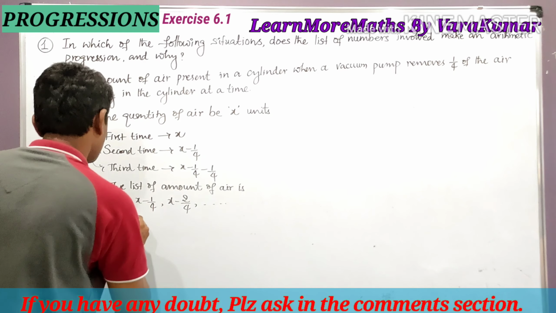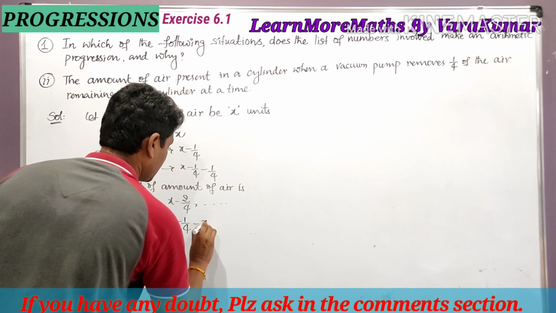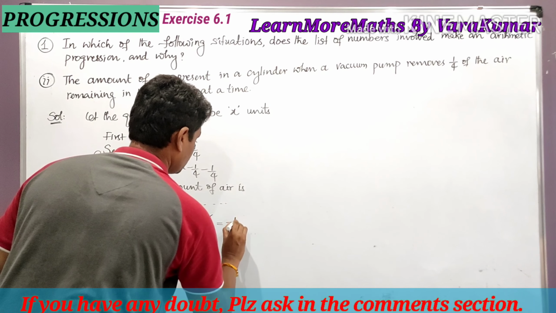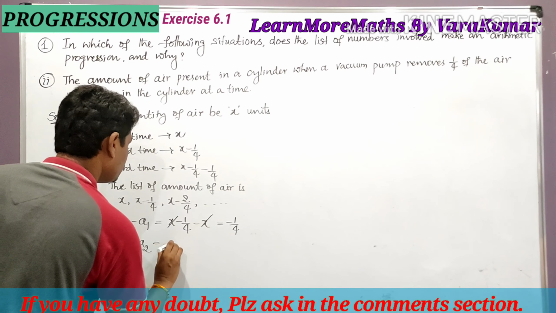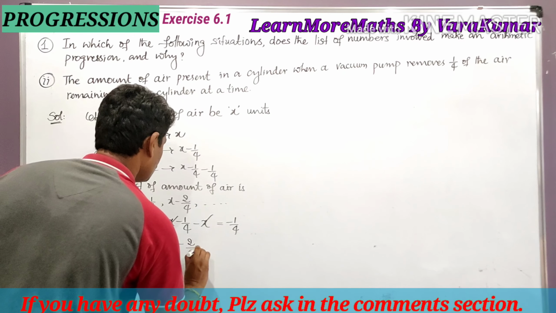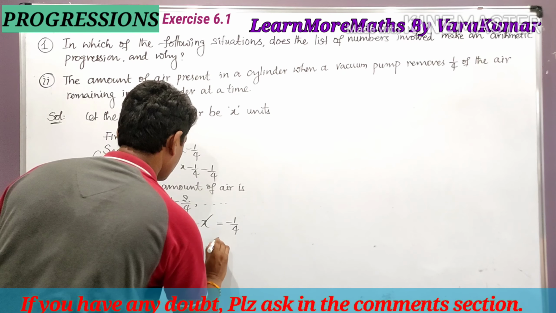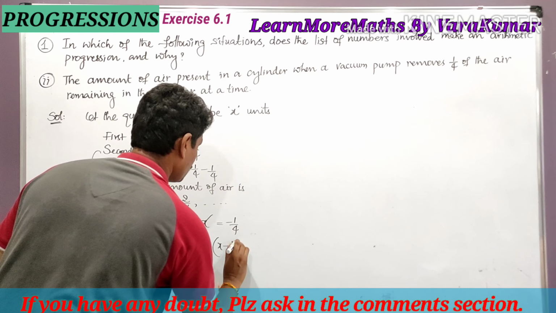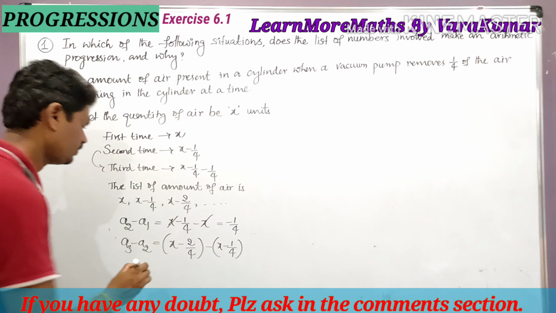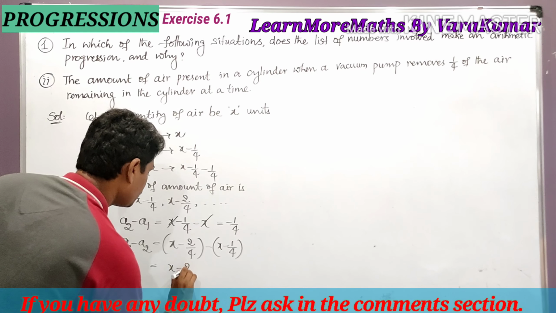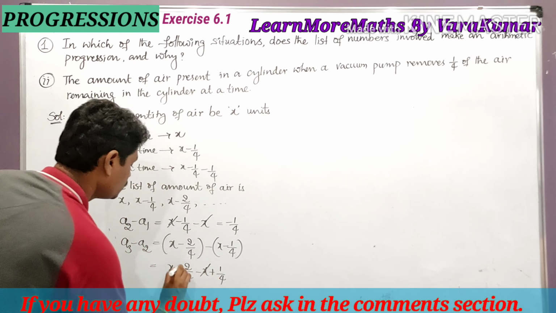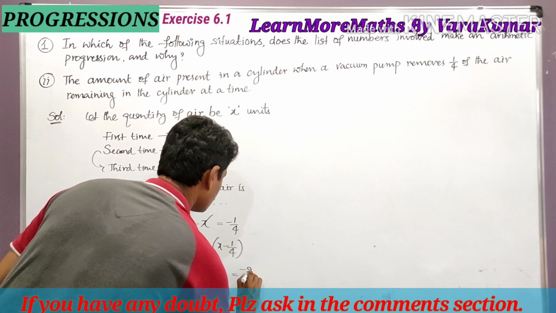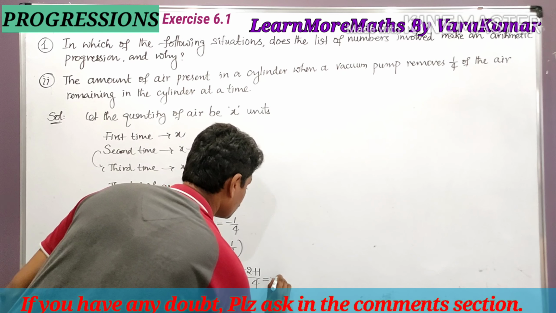So here A2 minus A1 is equal to X minus 1/4 minus X. So that is minus 1/4. In the same way, A3 minus A2 is equal to X minus 2/4 minus of X minus 1/4. So that is X minus 2/4 multiplied by minus X plus 1/4. These two get cancelled here. Minus 2 plus 1 over 4, which is minus 1/4.